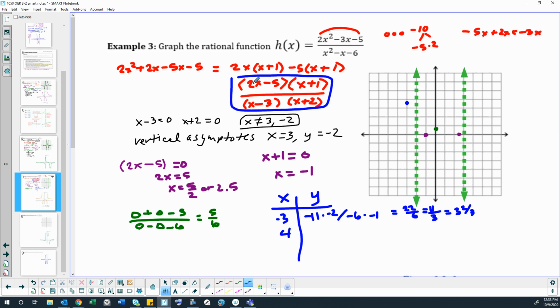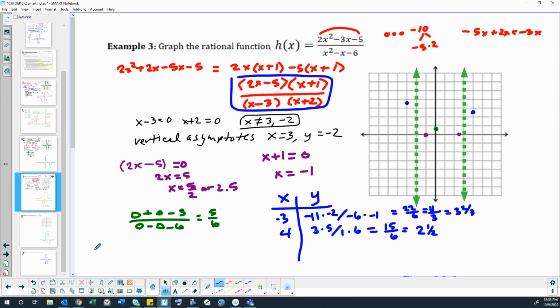Perfect. Then we're going to plug in 4. So 4 times 2 is 8, minus 5 is 3, 4 plus 1 is 5, and then 4 minus 3 is 1, and 4 plus 2 is 6. So that gives us 15/6. 6 goes into that twice with 3 left over. So that would be 3/6. I'll just do 2 1/2. So at 4 we're at 2 1/2. So that right there. Okay.